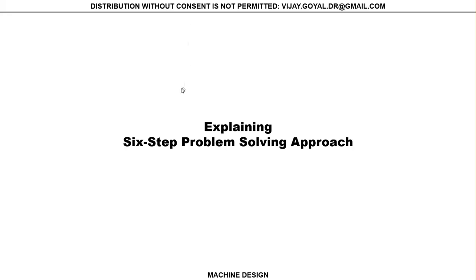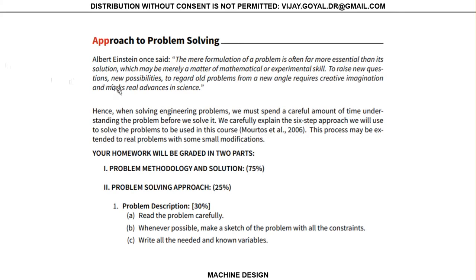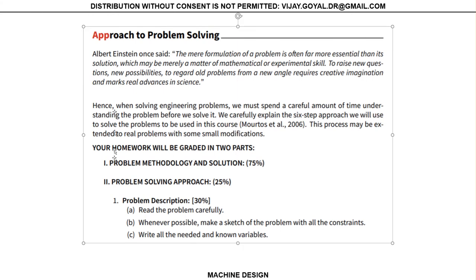The purpose of this video is to explain the six-step problem-solving approach that all the students are expected to use throughout the course. So the six-step problem-solving approach consists of the following. If you go to the course syllabus, which was provided at the beginning of the classes, your problem solution's correctness is only 75%, but 25% will consist of 6 steps. This is a typical 6 steps that we use in the industry.